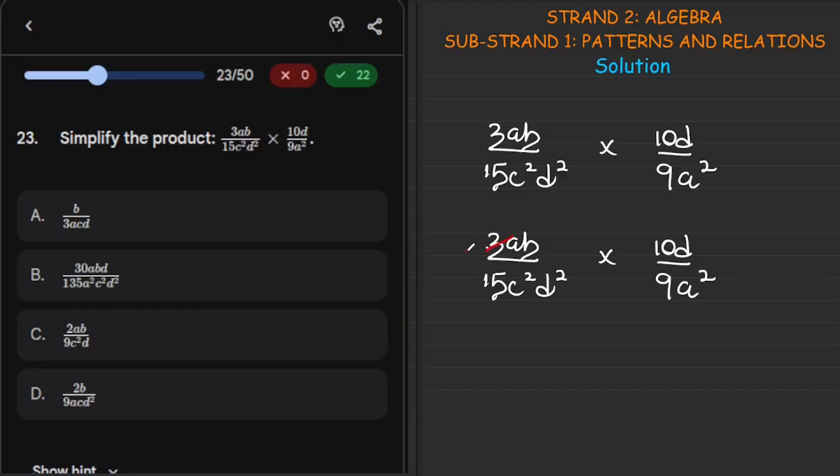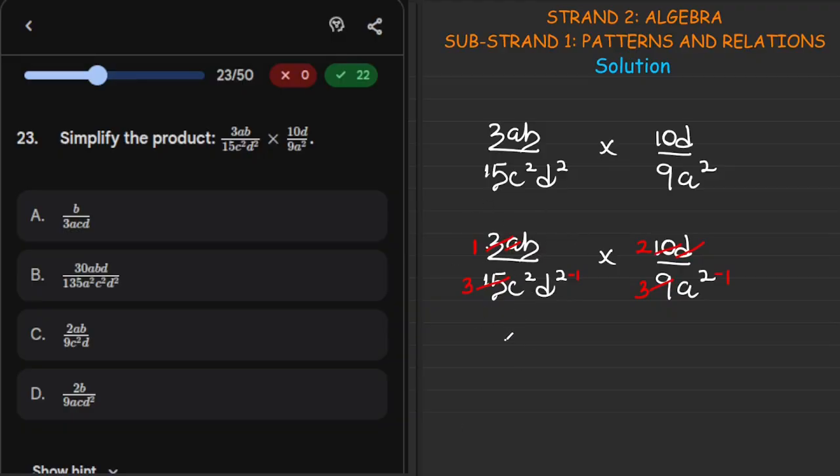3 divides itself once, and it divides 9 3 times. 5 divides 10 twice, and it divides 15 thrice. With that, we are done with the numbers. Let's come to the variables. A will reduce this a by 1. And then this d would also come and reduce this d also by 1. And for the b, there is nothing for it to simplify. Hence, let's check what we have left.